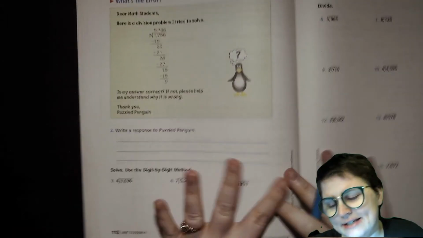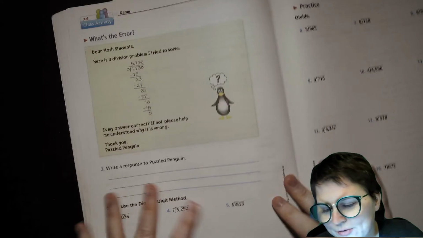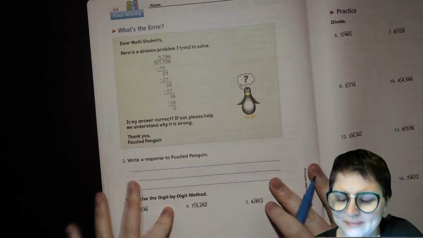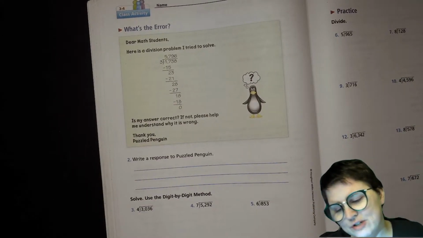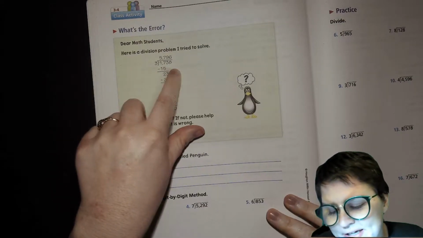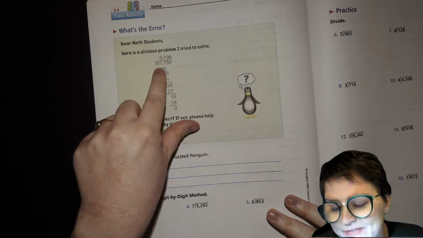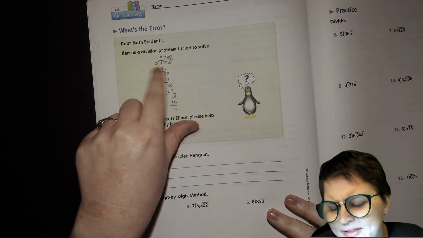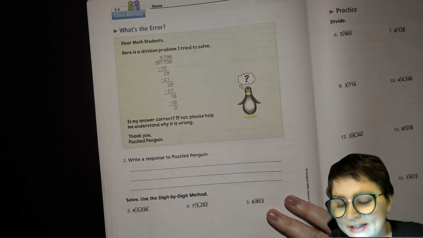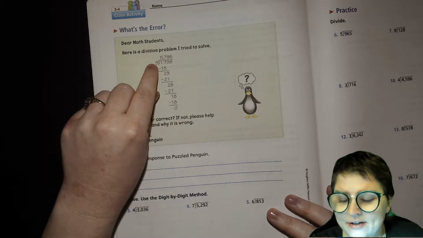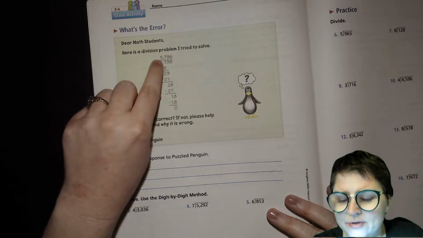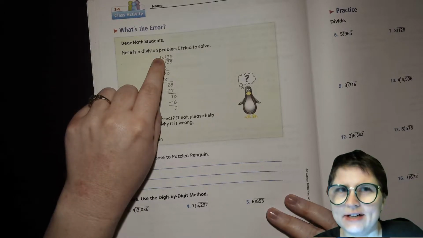So let's take a look at the penguin over here. Let's see what the penguin has done. Dear math students, here's a division problem I have tried to solve. So 17,038 divided by 3. And then they said that 3 goes into 1 5 times.